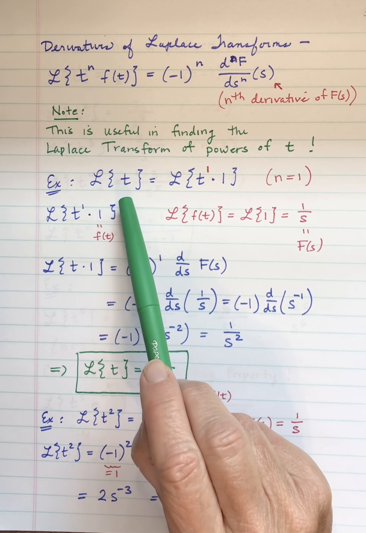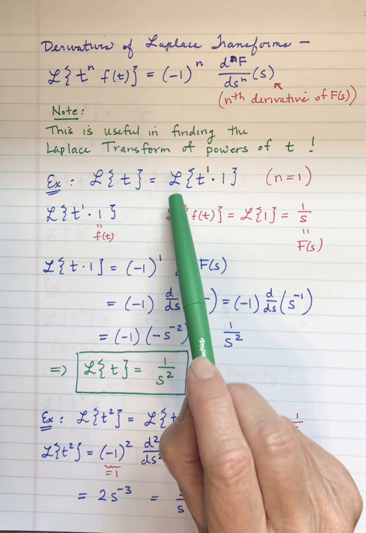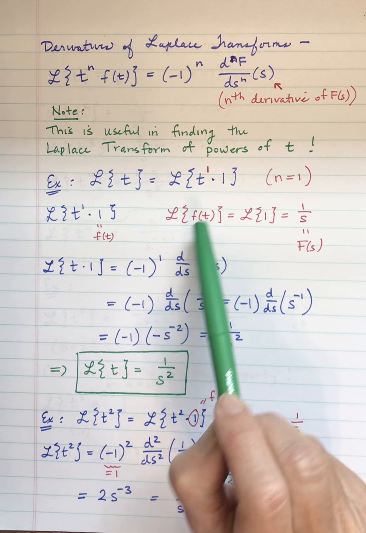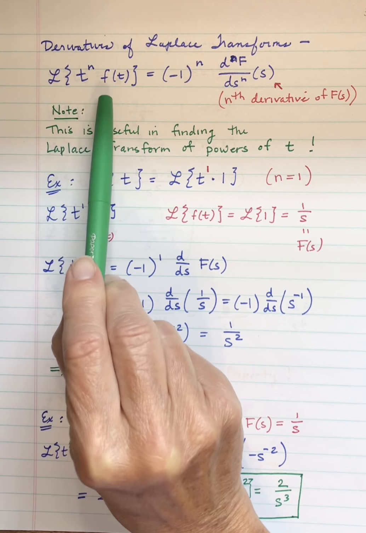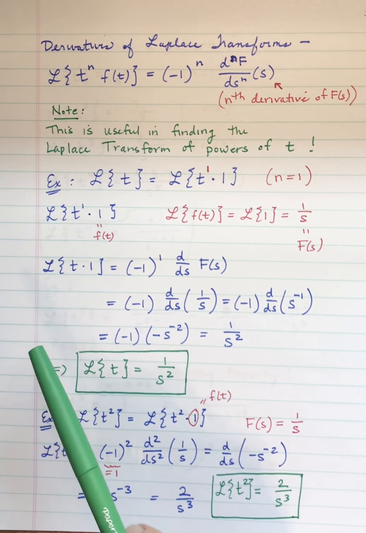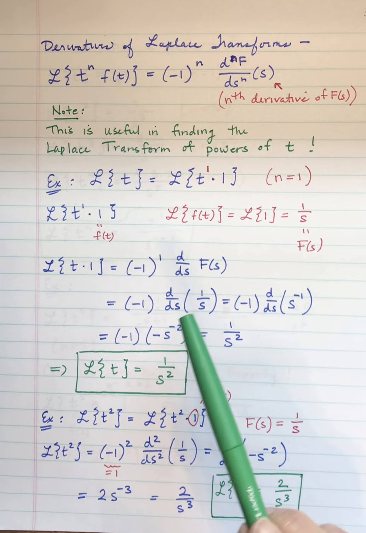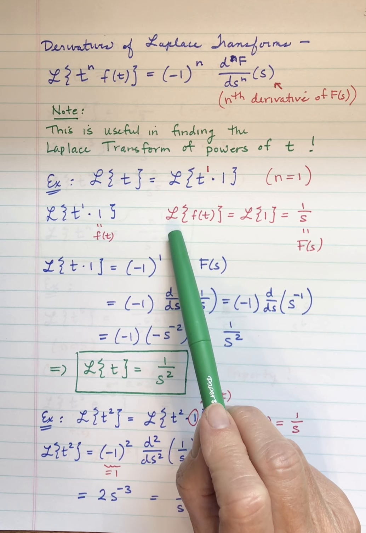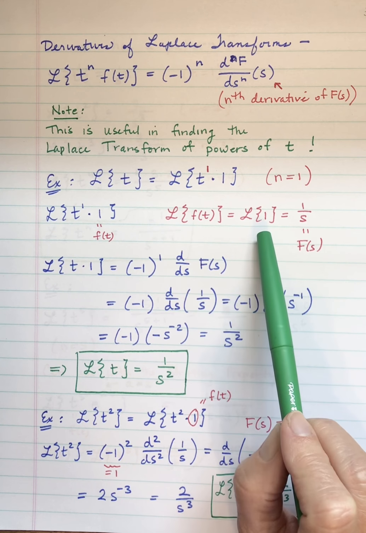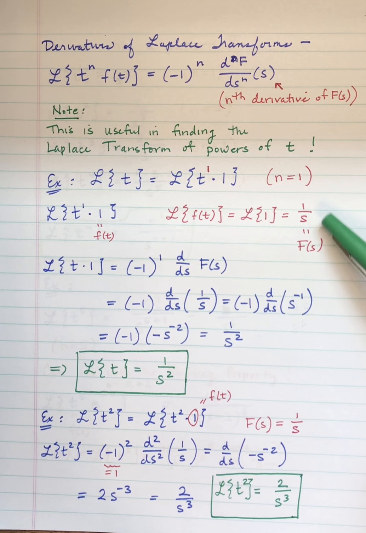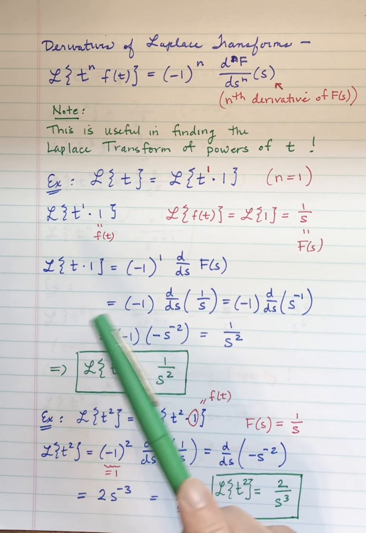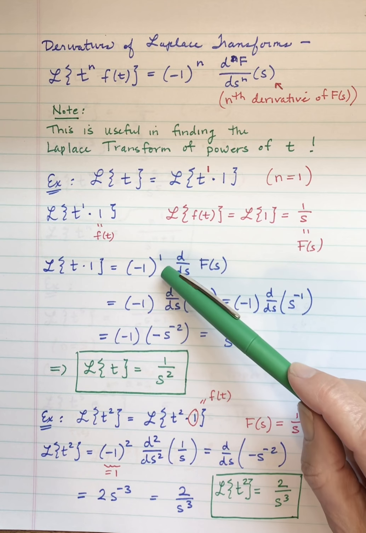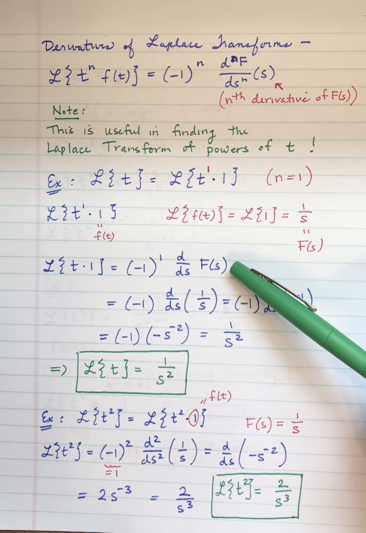So let's look at the Laplace transform of t. That's the same thing as the Laplace transform of t to the first power times 1. So if we're looking at this formula up here, our n is 1, and little f of t is 1. Now what is the Laplace transform of little f of t? If little f of t is 1, it's just 1 over s. So this formula tells us the Laplace transform of t, which is the same as t times 1, is -1 to the first power times the derivative of F of s.